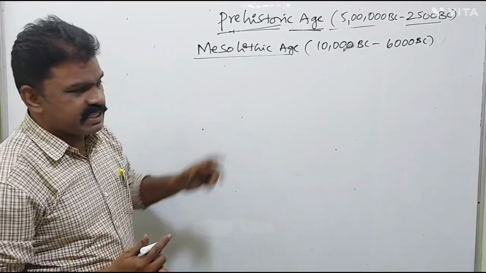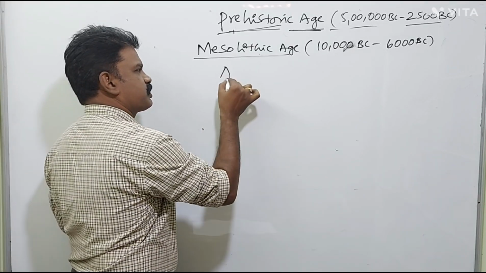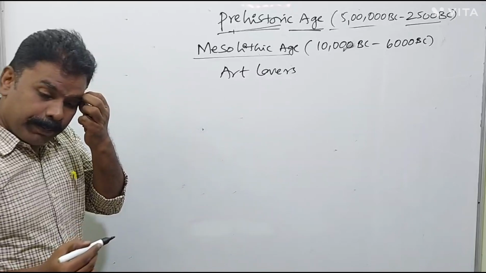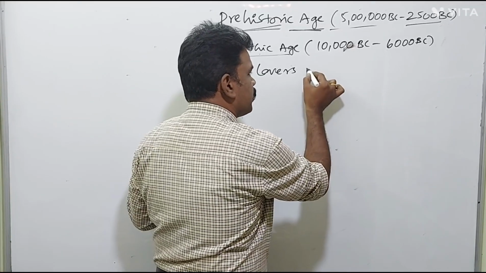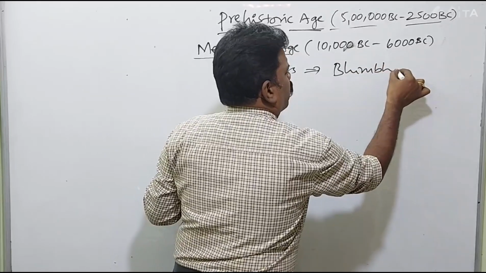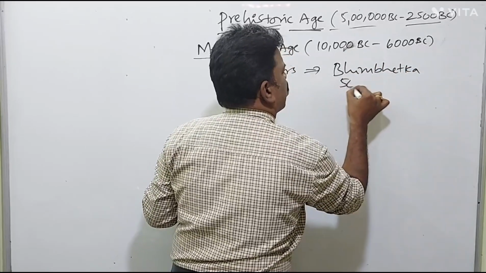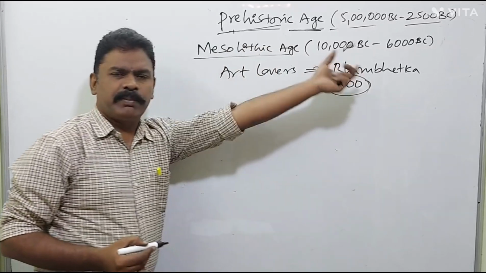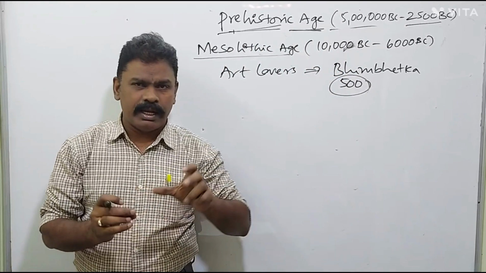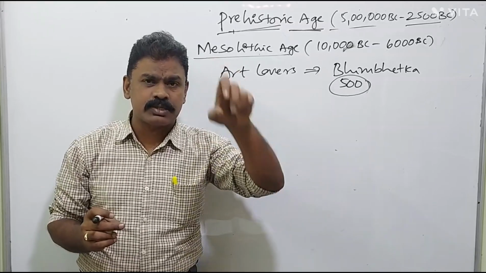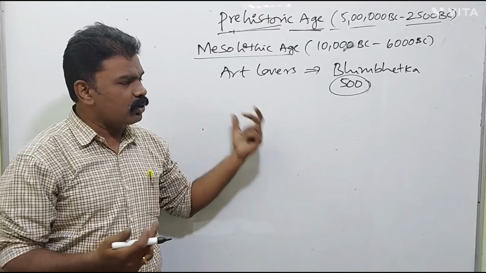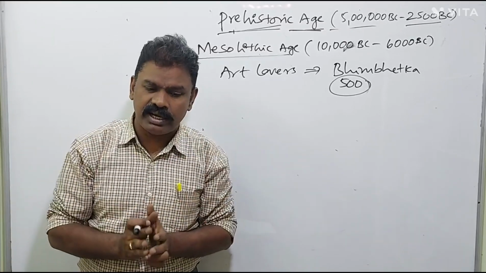People of this age were art lovers. They painted. The initiation of paintings started. We can find 500 paintings of this period at Bhimbetka in Madhya Pradesh. They painted animals, birds, hunting scenes, and the tools they used. Based on this, we are going to reconstruct Indian history.